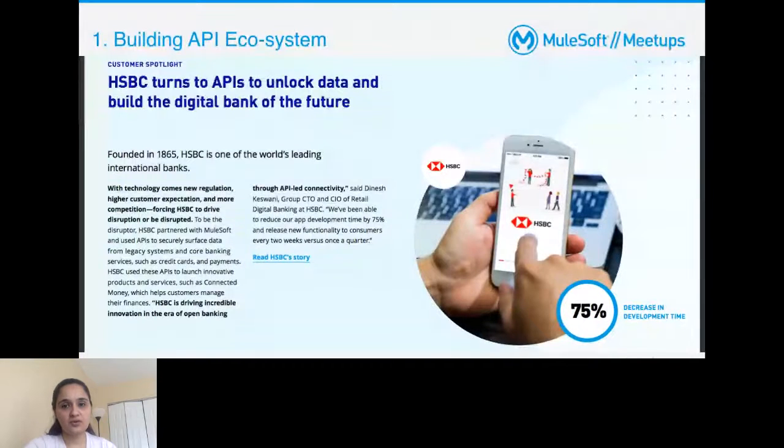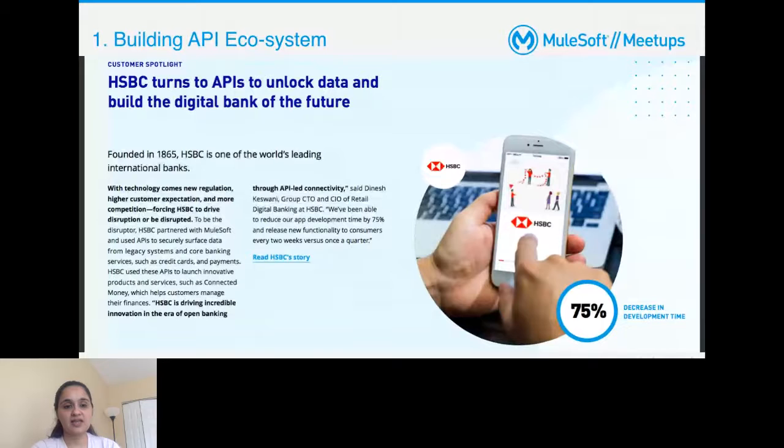So we have seen the trends of the digital transformation. So here is the example that HSBC built their API ecosystem using the MuleSoft. HSBC, no need to introduce. It's a world's leading international bank, founded in 1865, and HSBC turned to APIs to unlock the data and build the digital bank for the future.